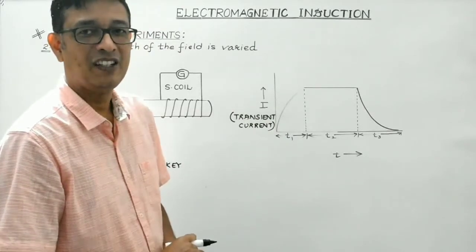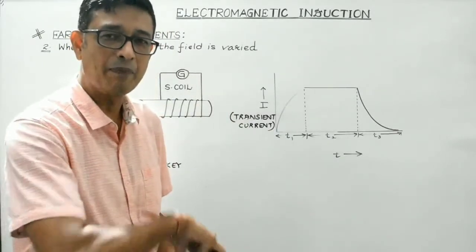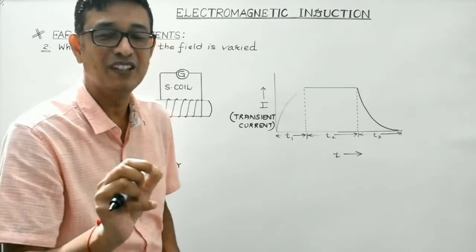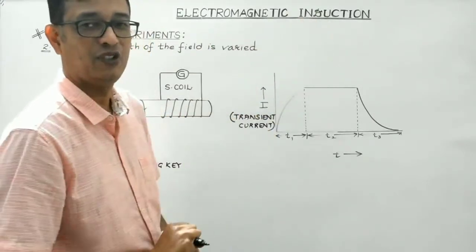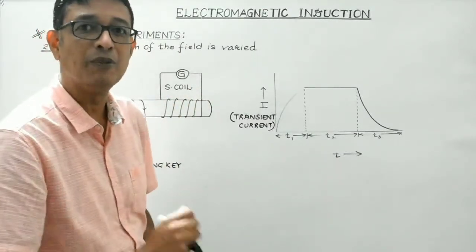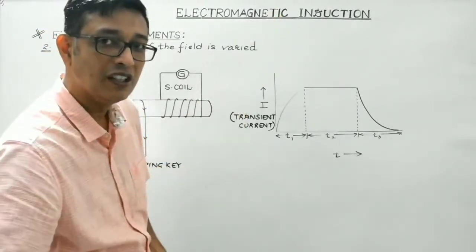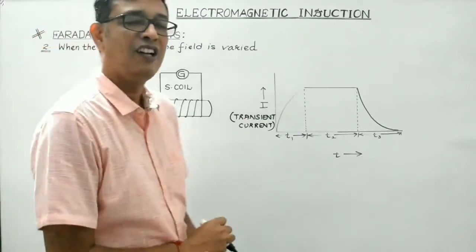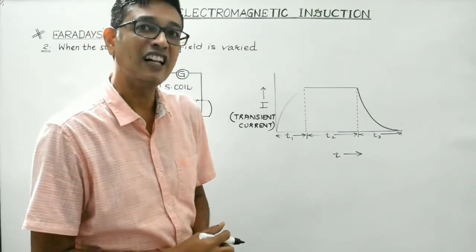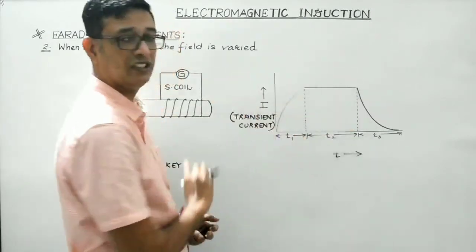So it is not that when the switch is made closed, the current will abruptly attain its maximum value. It will instead take some finite time to grow from zero to maximum value. Similarly, when the tapping key is released, the current in the circuit won't abruptly become zero. It will take some finite time to decay from maximum to zero value. So such type of currents which take some finite time to grow or to decay are known as transient current. So I have depicted the current versus time graph over here, right?